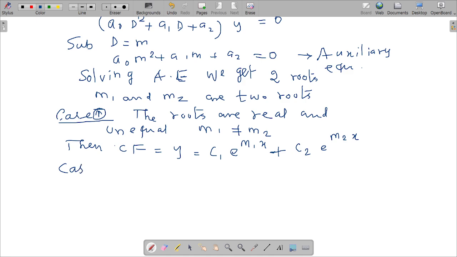The second case, case 2: the roots are real and equal.